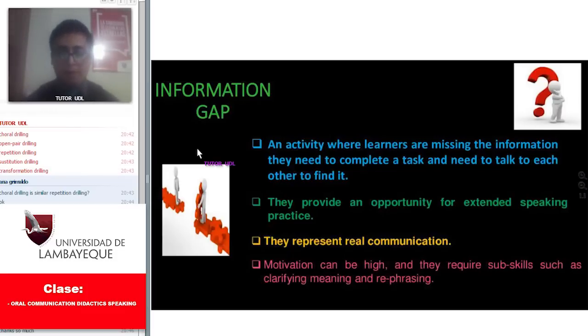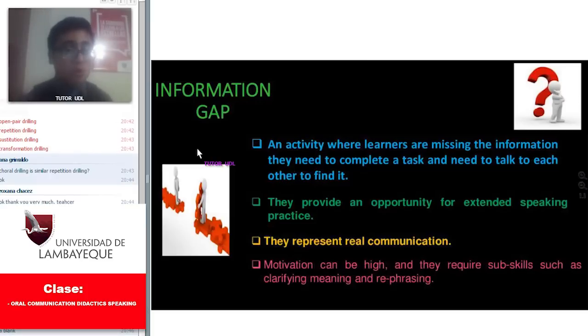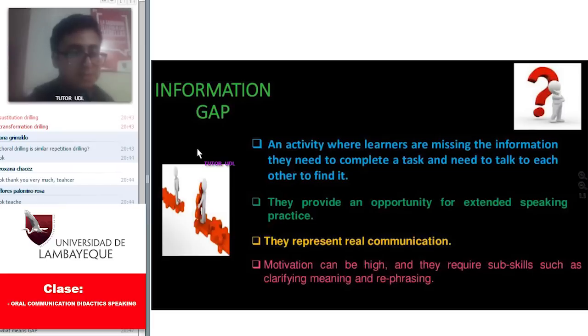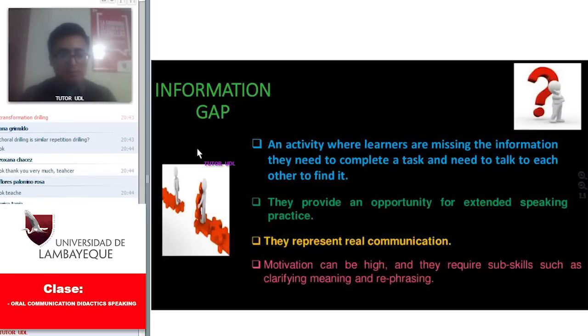Okay, let's read this part. Here it says that information gap, students, is an activity where learners are missing the information they need to complete a task and need to talk to each other to find it. Gap means space, something that is missing. That's the meaning of gap. In other words, it means that student A is going to have some information that student B doesn't, and vice versa.